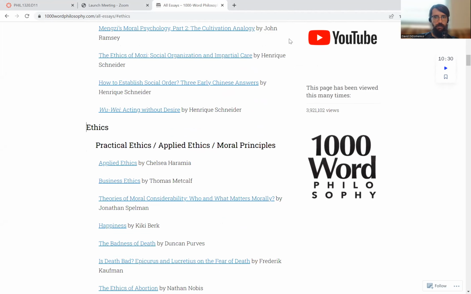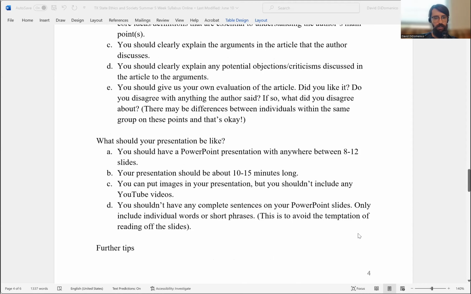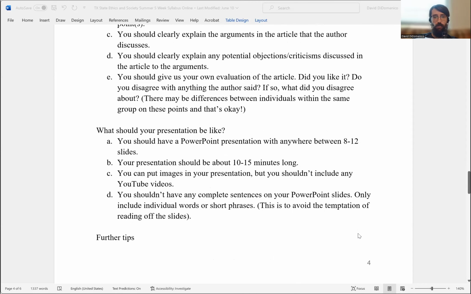All right, so I'm going to stop sharing this. Now you know where you need to go to select an article. And then once you have your article selected, you can structure your PowerPoint in the way explained here in the syllabus. If you have further questions on how to make a PowerPoint presentation, I would suggest doing it on Google Slides. That way you can all work on it at different times or at the same time from the comfort of wherever you are. You just do all of this online.